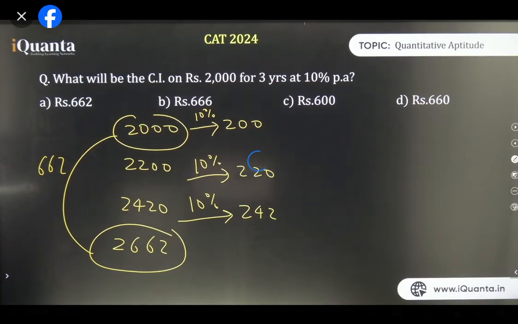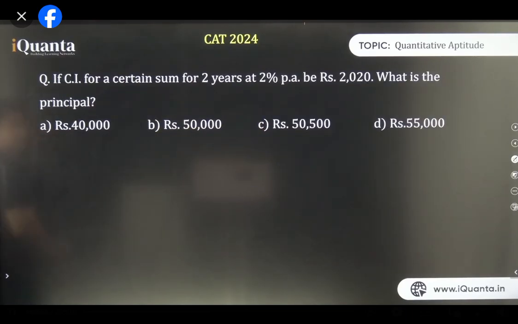Coming to the next question. If CI for a certain sum for 2 years at 2% per annum be rupees 2020, what is the principal?